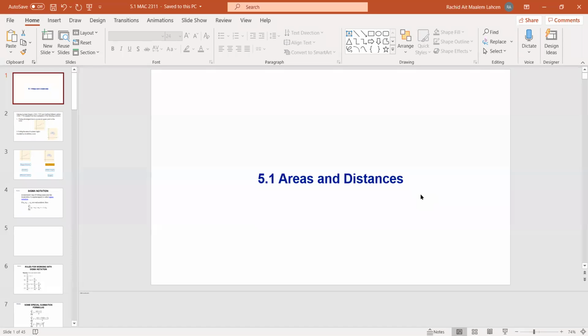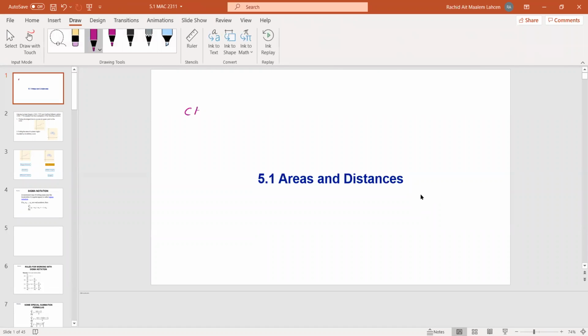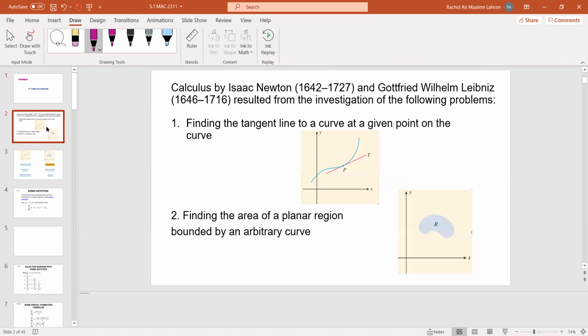Hello, everybody. This is section 5.1, areas and distances. And this section, of course, is part of chapter 5. So we are now in chapter 5. And before we continue with this chapter and close the calculus 1, we need to see how far we are in the story of that we started with.